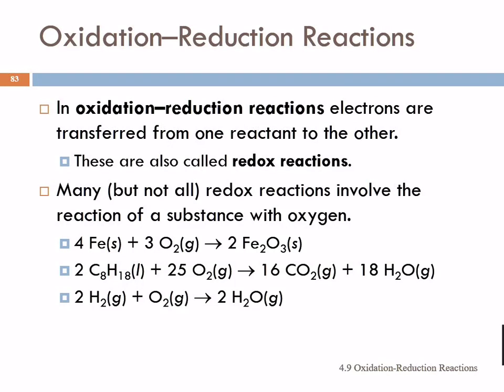So we've been talking about some different types of reactions, and now we're going to talk about oxidation-reduction reactions. These are reactions in which electrons are transferred from one reactant to another during the course of the reaction. They're also called redox reactions, for red reduction and ox for oxidation. That always reminds me of red box without the B.